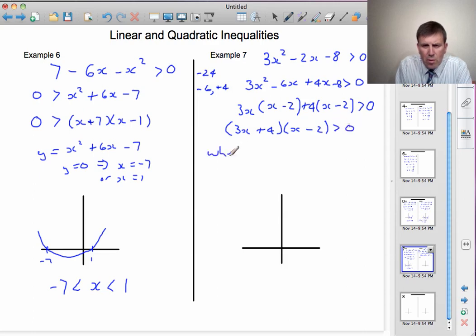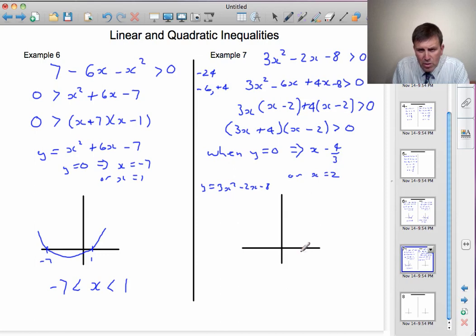Now, when y equals 0, on the graph we're going to draw of y equals 3x squared minus 2x minus 8, either this bracket is 0, and if 3x plus 4 equals 0, 3x equals minus 4, so x equals minus 4 divided by 3. Or the second bracket can be 0, in which case x equals 2. So that gives us the 2 points where the graph cuts the axis, 2 and minus 4/3.